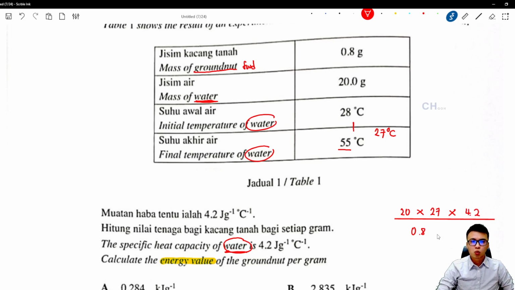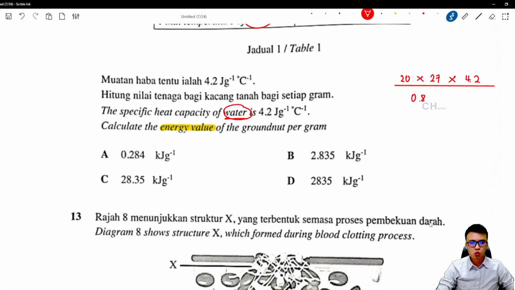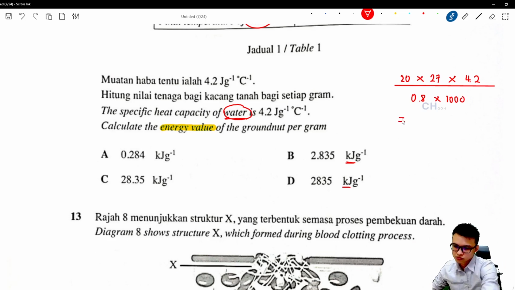Alright, one more thing. If you want to convert it into kJ, you divide the whole formula by 1000 so that you can convert it into kJ. Now let's do the calculation here. 20 times 27 times 4.2, divided by 0.8, divided by 1000 again. So the answer should be 2.835. So the answer must be B.